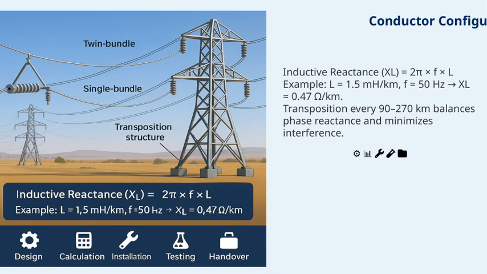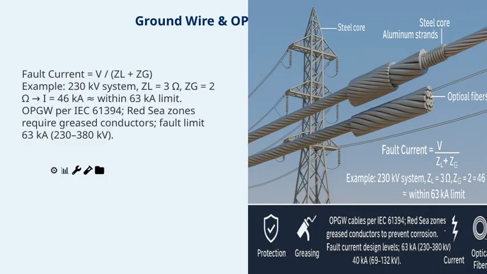Now, to improve the transmission, transposing the conductors every 90 to 270 kilometers helps balance the phase reactance. This process minimizes interference between the phases, which is crucial for maintaining power quality and system stability. So, overall, proper conductor configuration and strategic transposition are key to optimizing the performance of the transmission line and ensuring reliable power delivery.